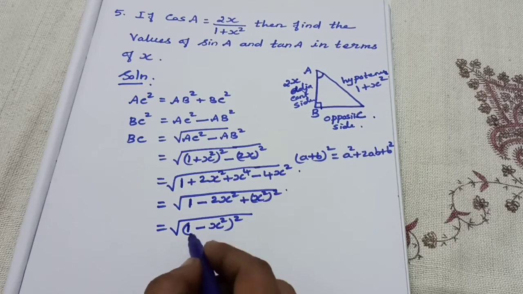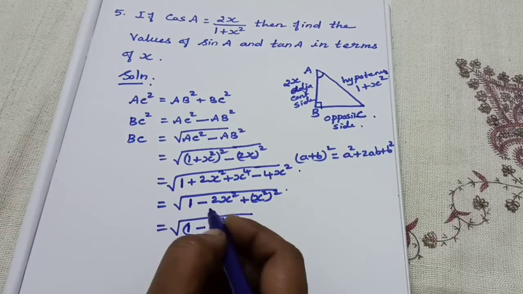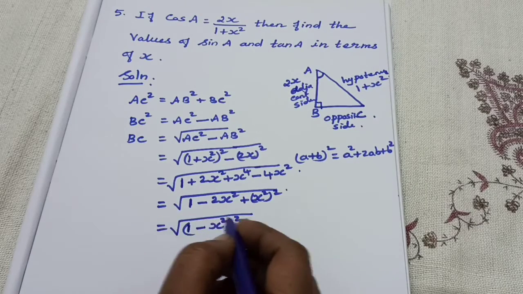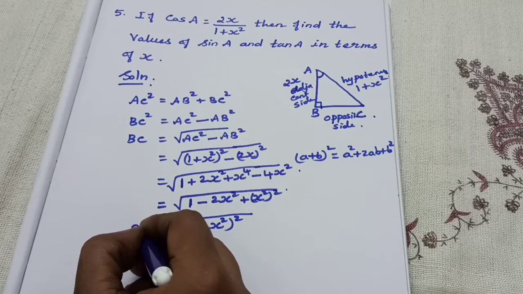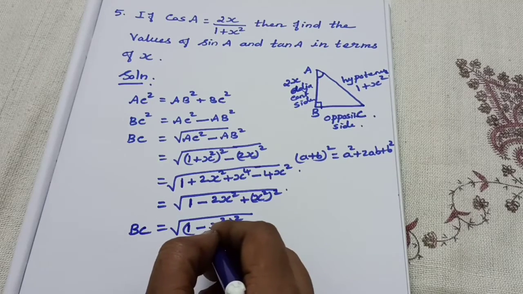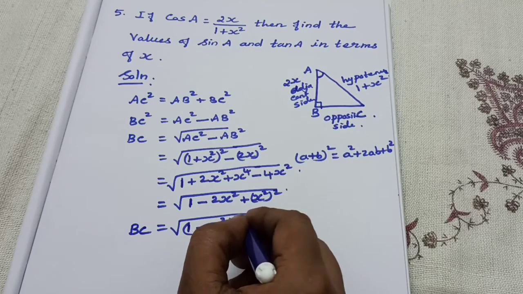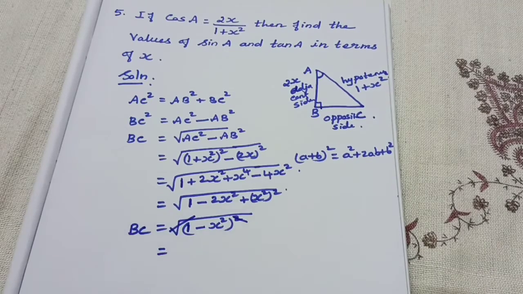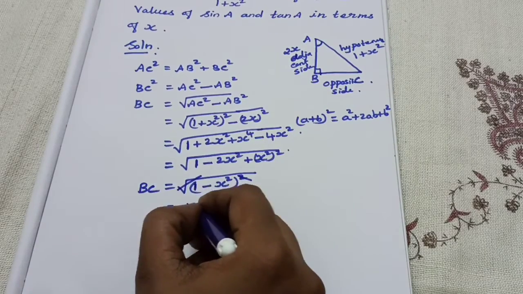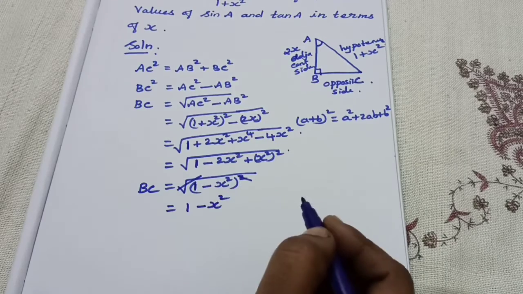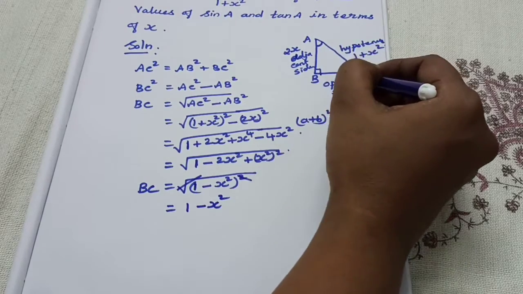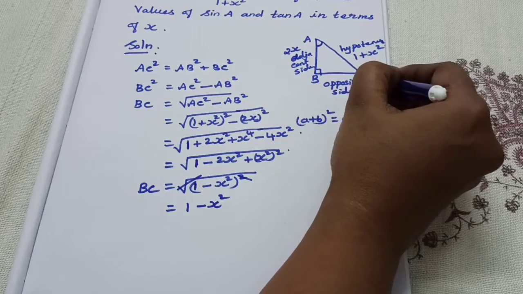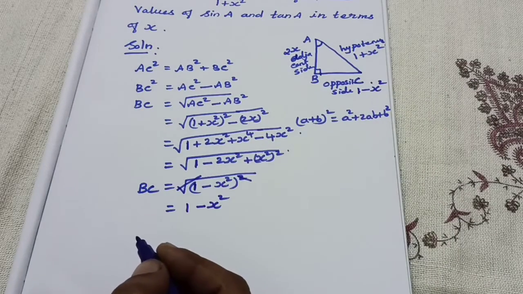Have you understood? Then BC is equal to the square root of 1 minus x square the whole square. This square and this square root we can cancel. Then what remains is 1 minus x square. So the value we got for BC is 1 minus x square. Have you understood?